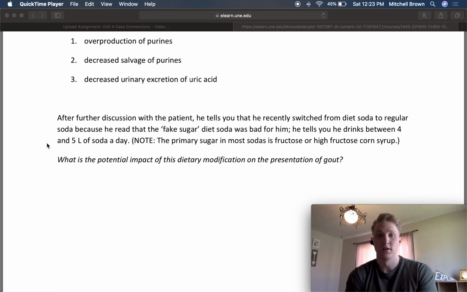After further discussing with the patient, he tells you that he recently switched from diet soda to regular soda because he read that fake sugar in diet soda was bad for him. He tells you he drinks between 4 and 5 liters of soda a day. So we know that in non-diet soda, the primary sugar is fructose or high fructose corn syrup. The question is posed, what is the potential impact of this dietary modification on the presentation of gout?